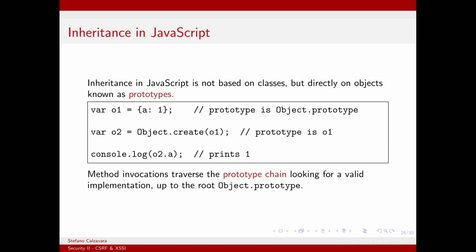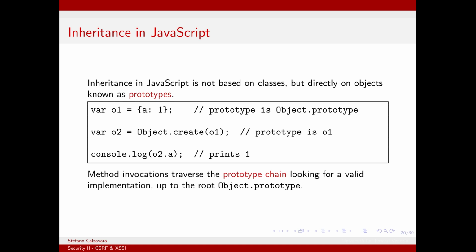Other attacks are enabled by the strange way in which inheritance is implemented in JavaScript. Because JavaScript has objects, but inheritance is not based on classes, but directly on the objects themselves, and in particular on the notion of prototype. So in this example, you can see that I'm declaring a variable O1, which is an object with one field A set to 1, and by default, since this is not inheriting from any other object, this object has a prototype which is called Object.prototype, which is like the father of all the possible objects in the object hierarchy.